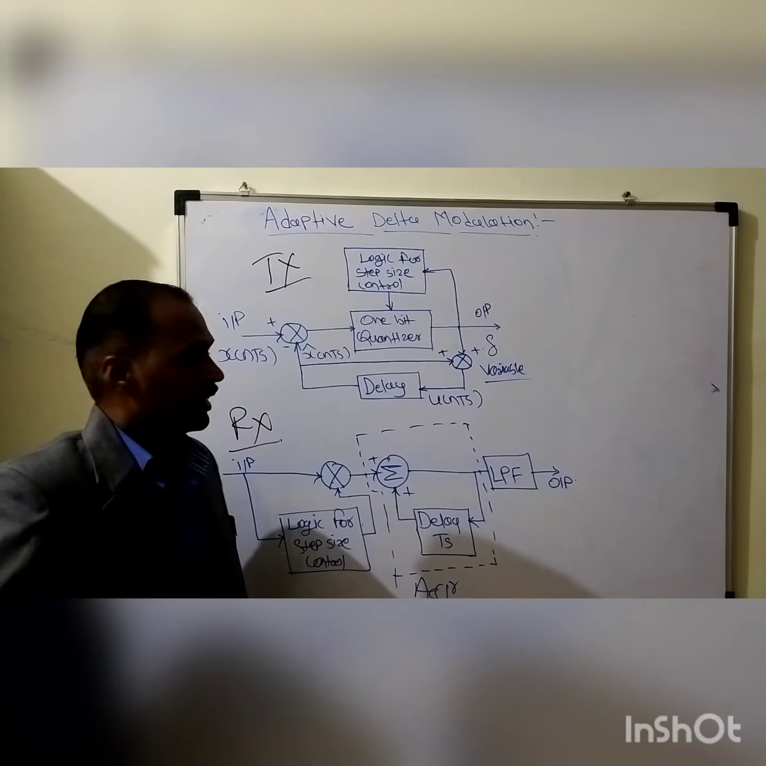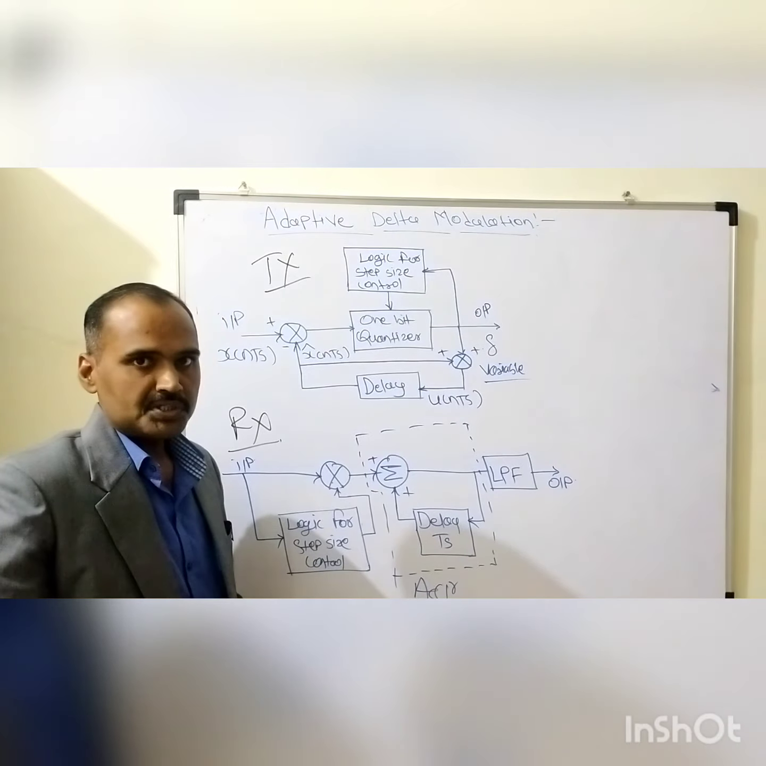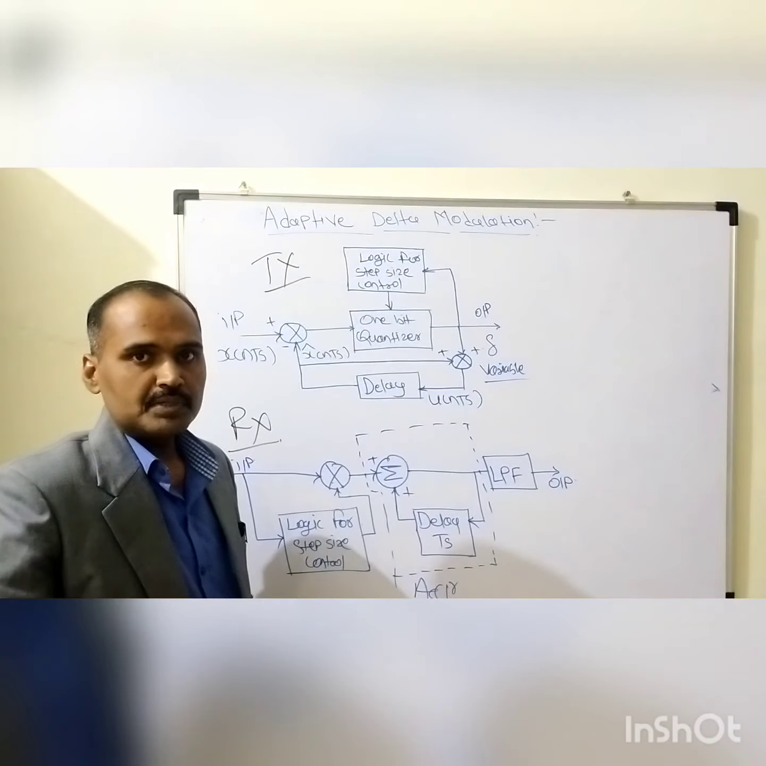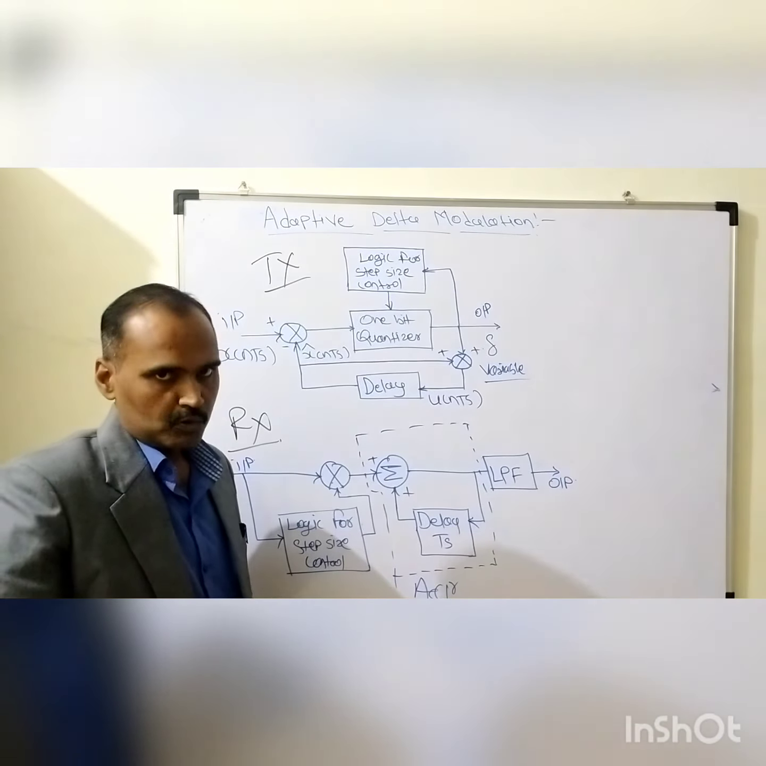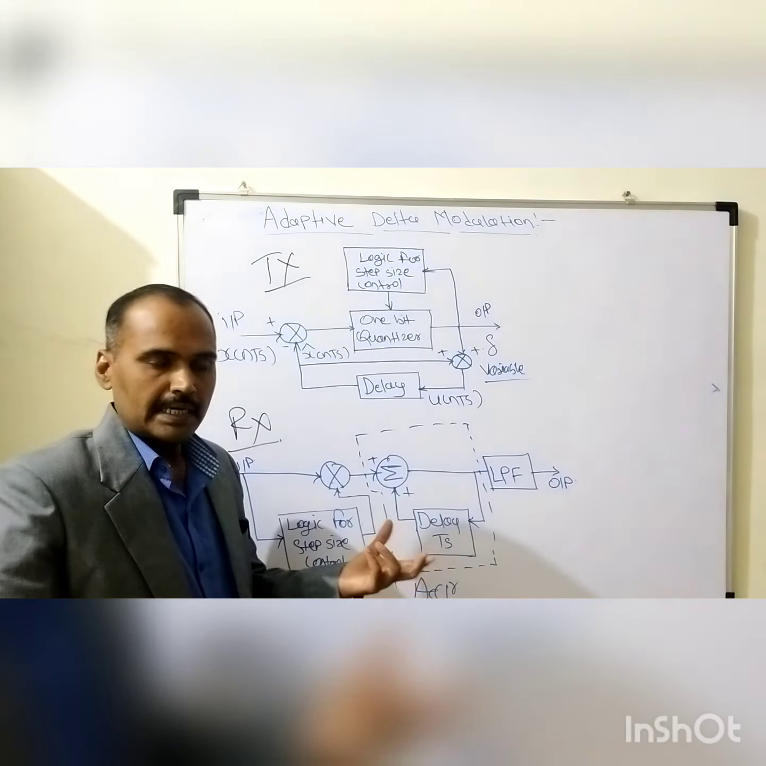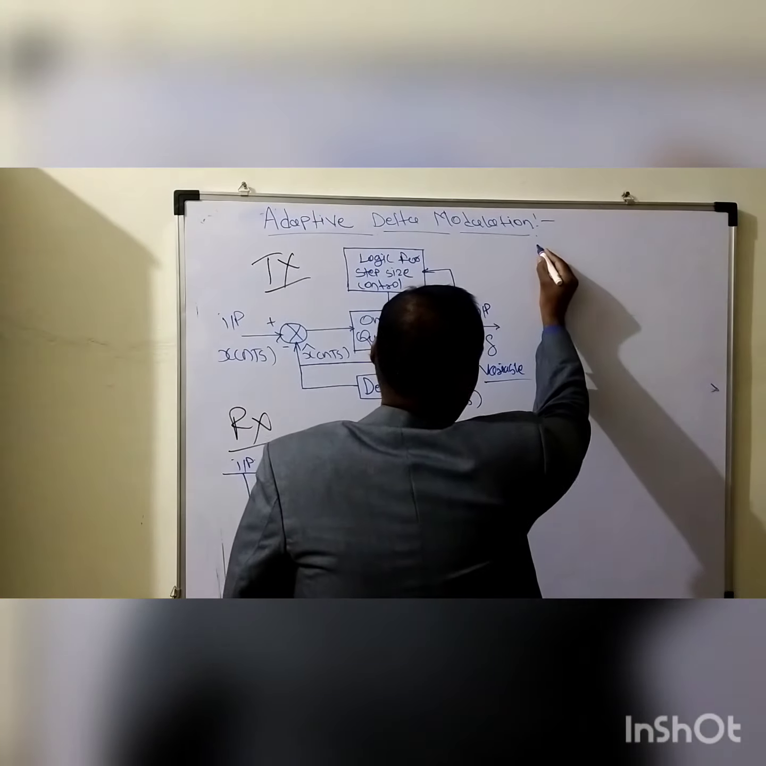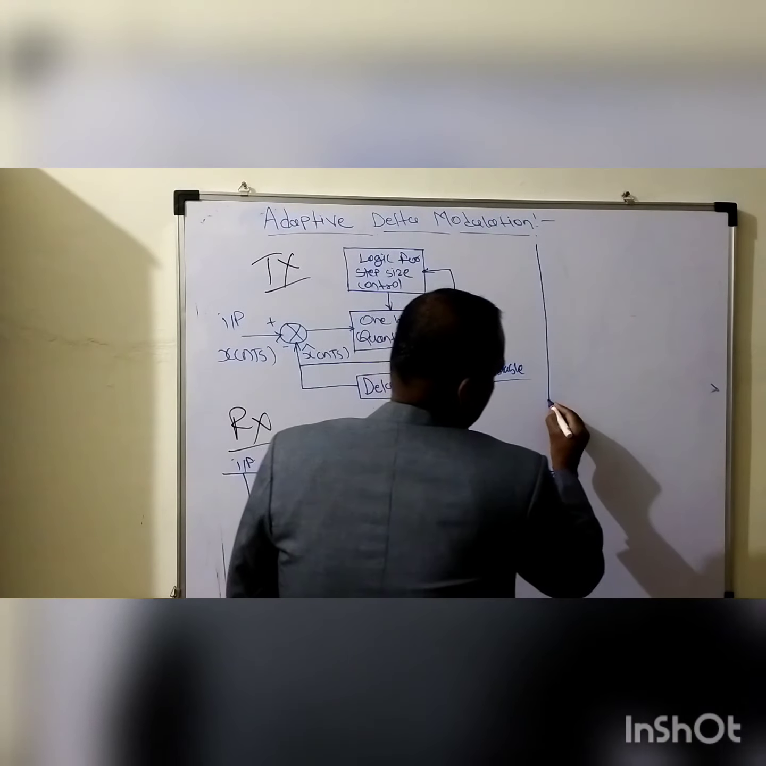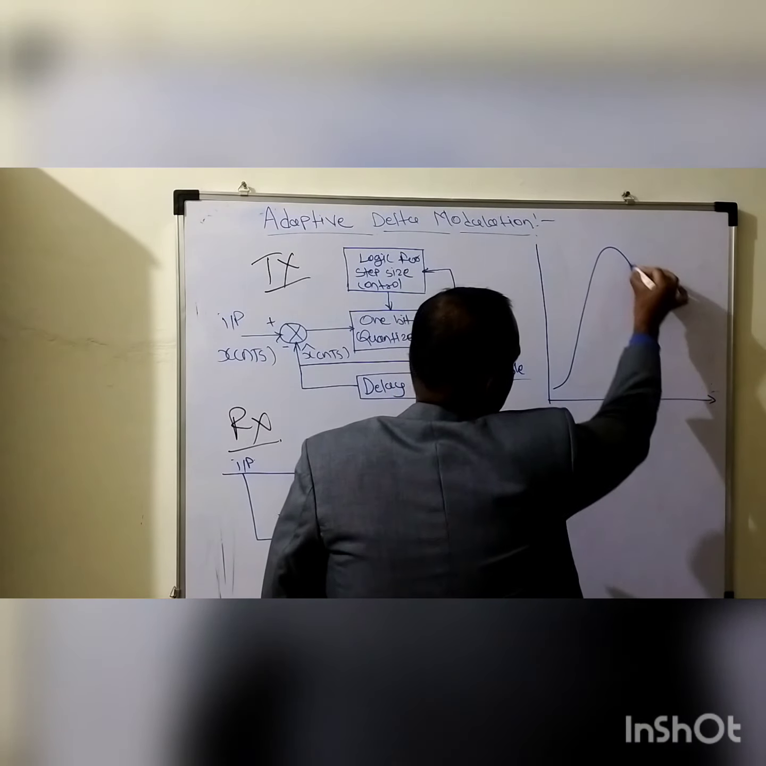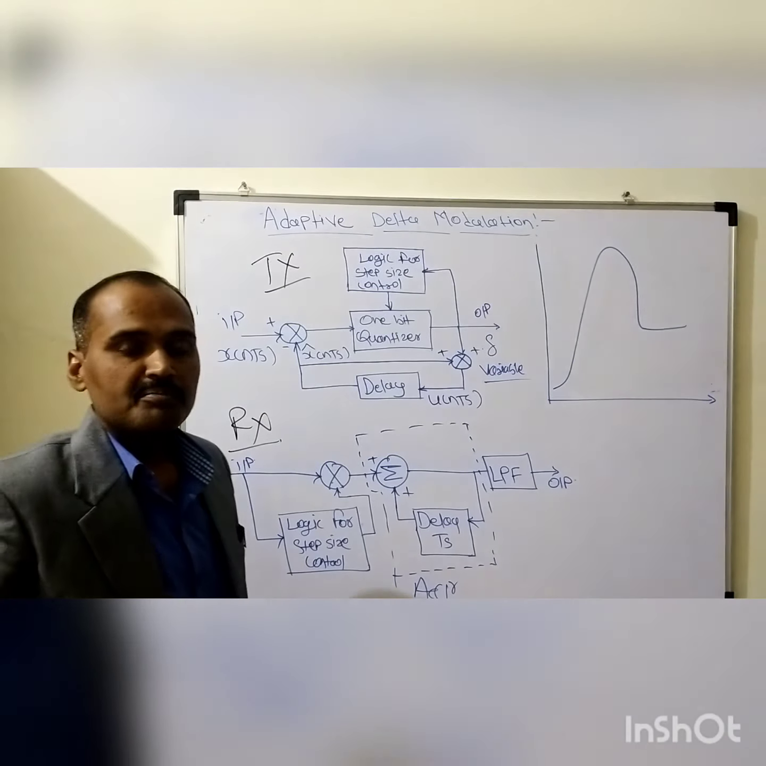So before going to the working of adaptive delta modulation, first of all we need to understand why we are going for adaptive delta modulation over the delta modulation scheme, right? The answer to this question is very simple, as we are very much aware that in the case of delta modulation we face two different types of distortion.